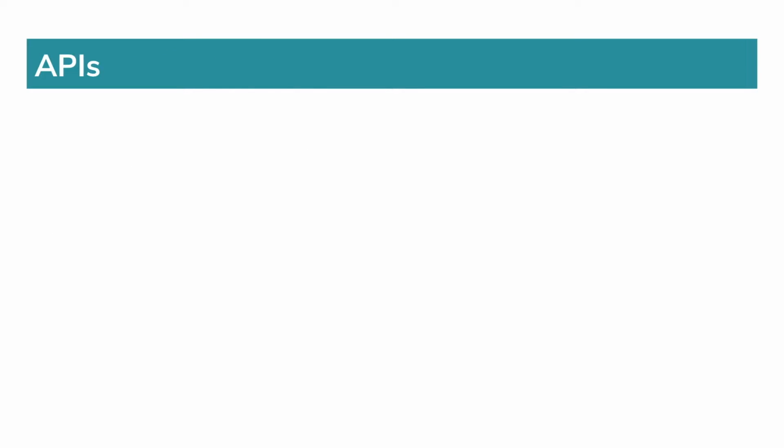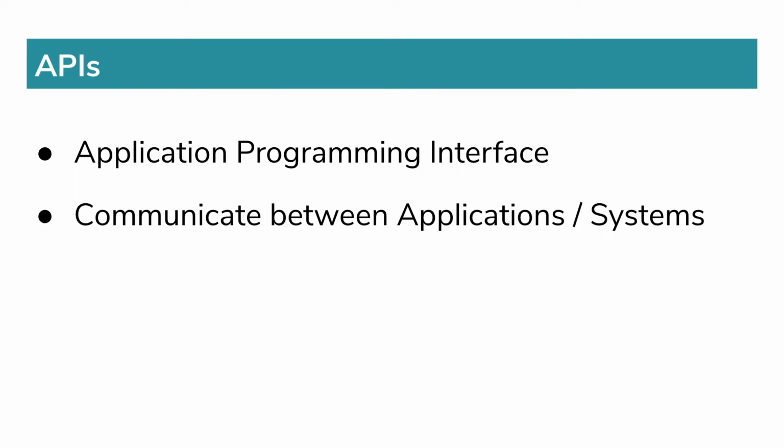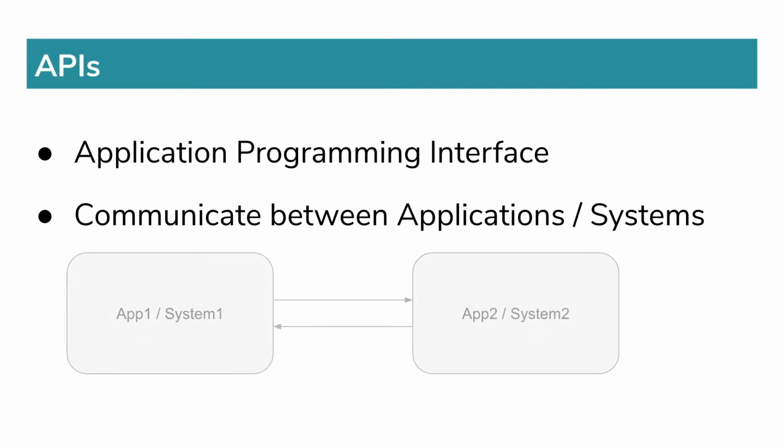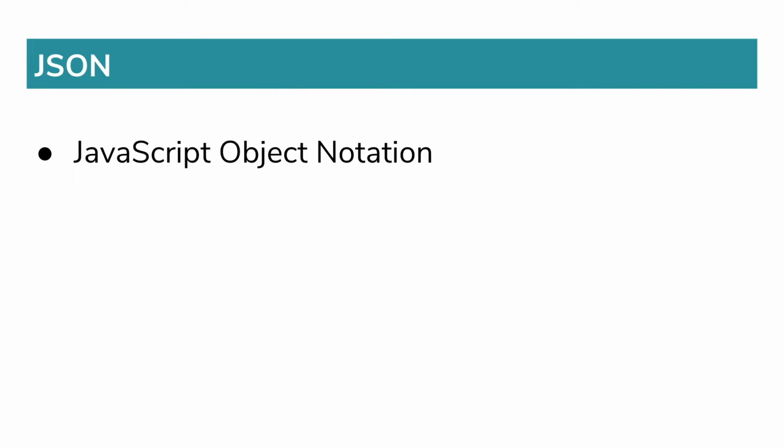Now that you are clear about web applications, let's understand what APIs are. API stands for Application Programming Interface. It's a technology used to communicate between applications or systems. When we say communication, it means transfer of data. In APIs, data is transferred in JSON format. JSON stands for JavaScript Object Notation. It is basically data represented in this format, key and value pairs within curly braces.